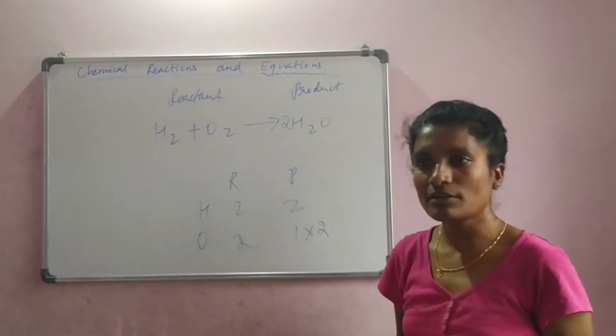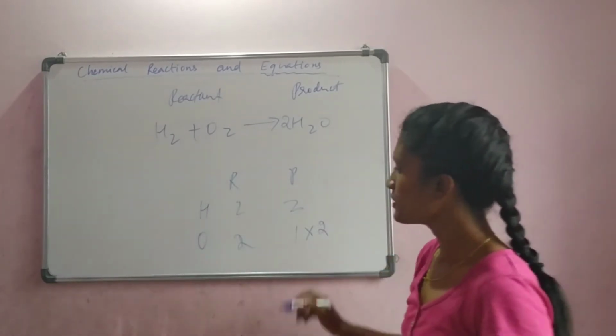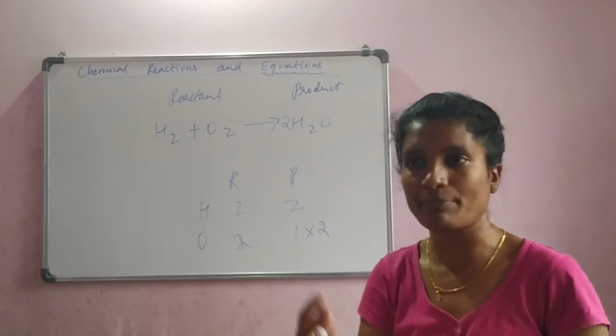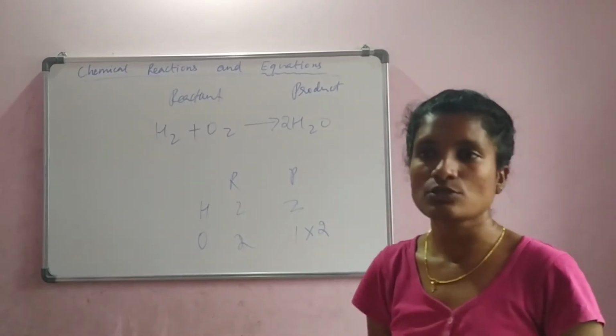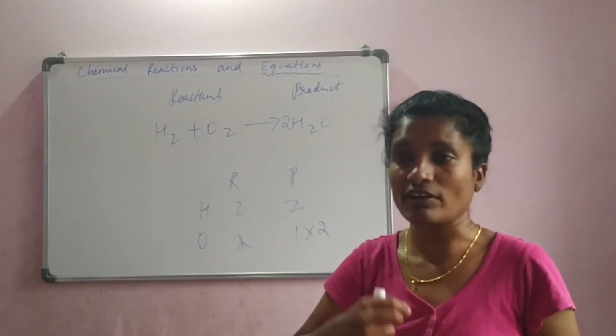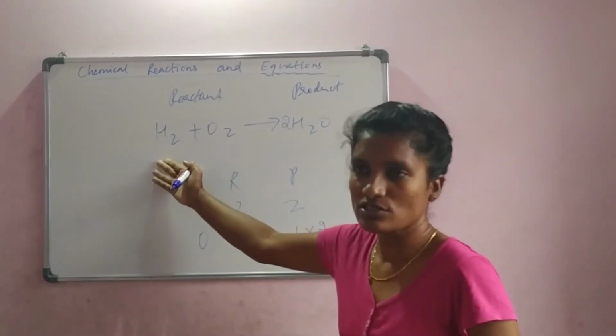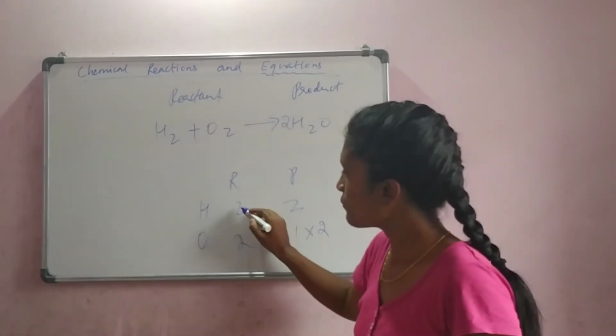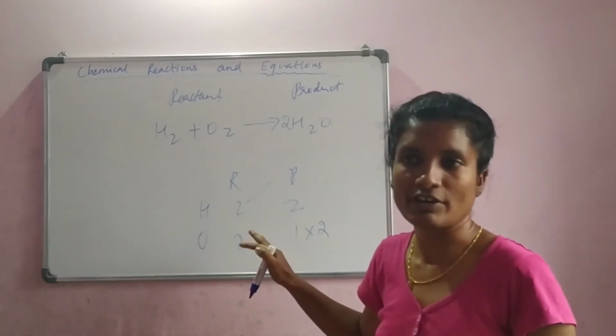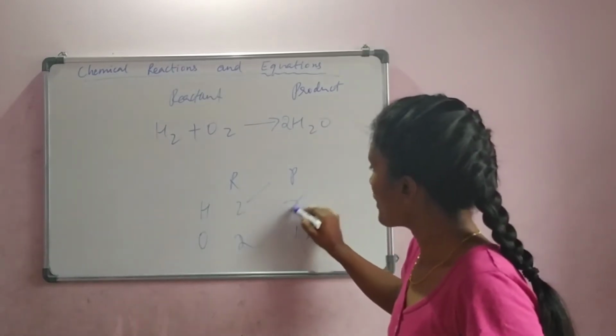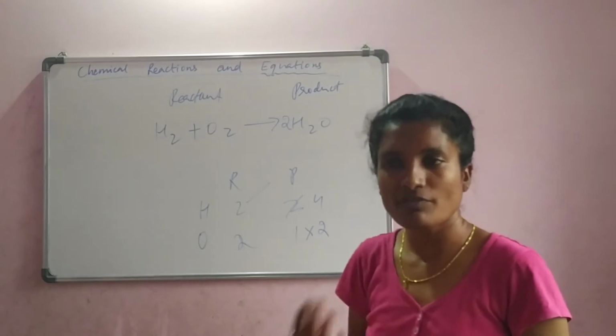Now, after putting that 2 there, check your equation again. Don't feel happy that yes, we balanced. Yes, we have solved our problem, but we have affected others. Hydrogen got affected. Can you see what happened to hydrogen? It was happily 2 and 2. They were happy. But we made the product 4. So what can we do now?